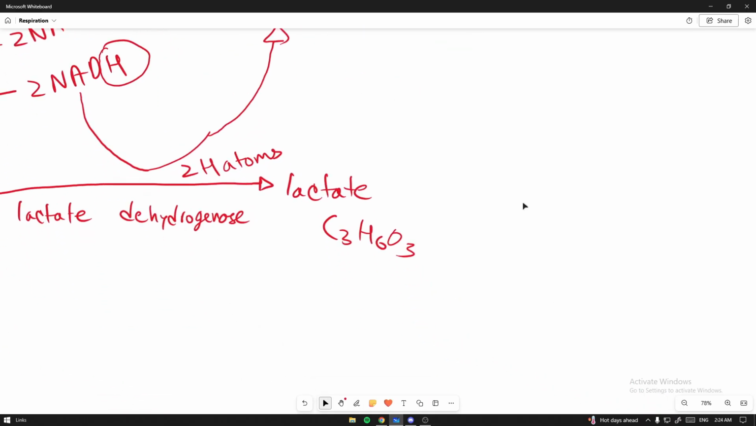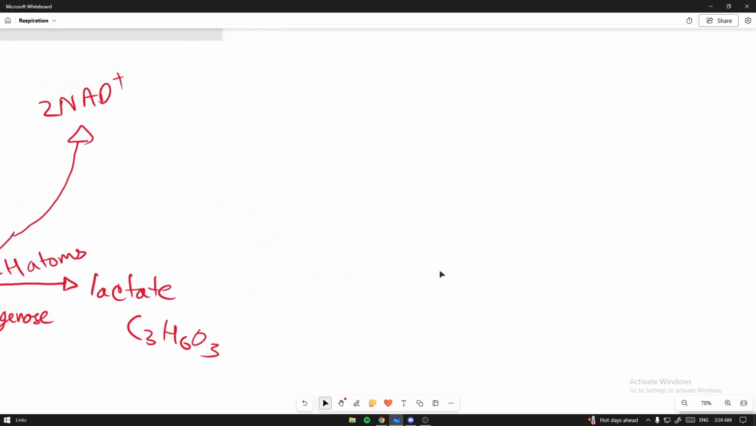Now, let's look into alcohol fermentation. All right. So, for alcohol fermentation. Now, what's gonna happen here is the first process, the glycolysis part, is gonna remain as it is.